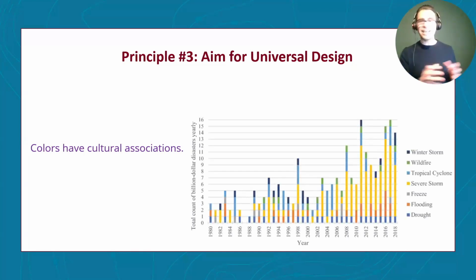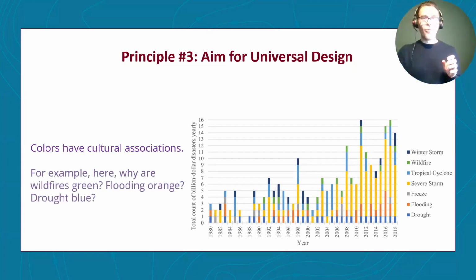As one really funny example, I want you to consider this graph I just put up on the slide. It shows property damage yearly caused from different natural disasters. I want you to consider here why they made wildfires green instead of orange. Why did they make flooding orange instead of blue? Why is drought blue instead of yellow? Consider how unintuitive these color choices are in this graph and the cognitive load it may then take to undo them to be able to read the graph properly.